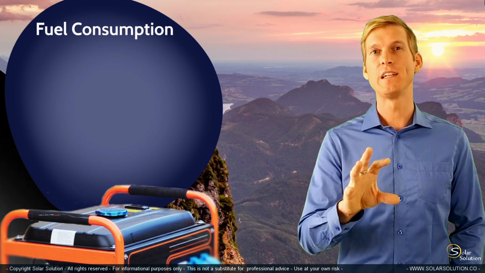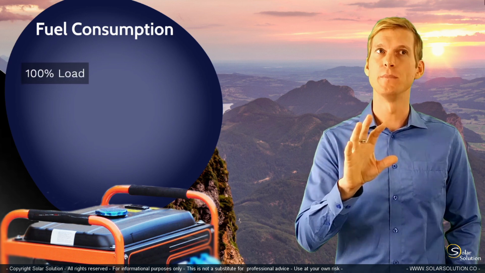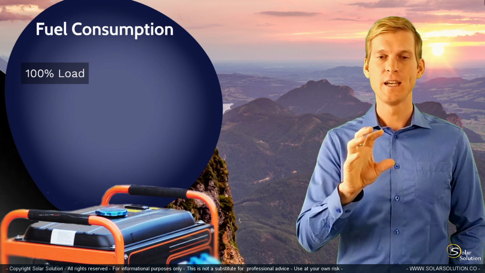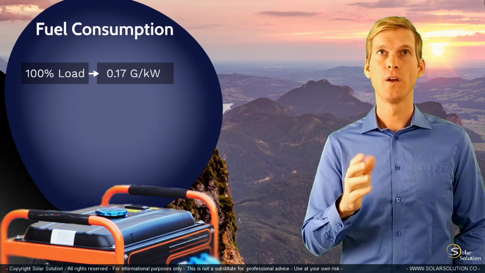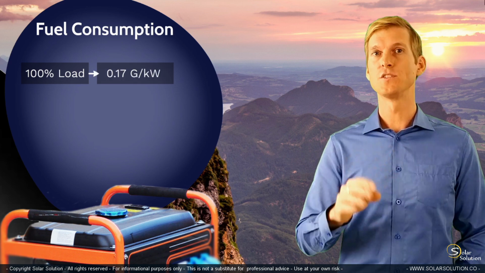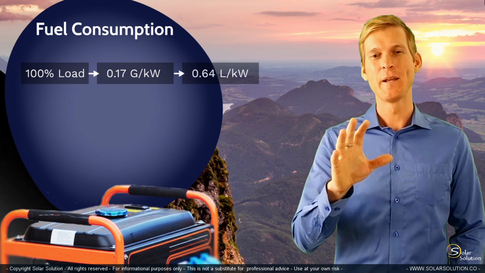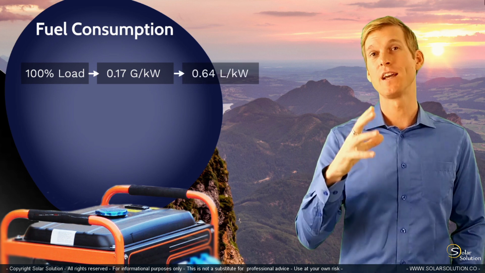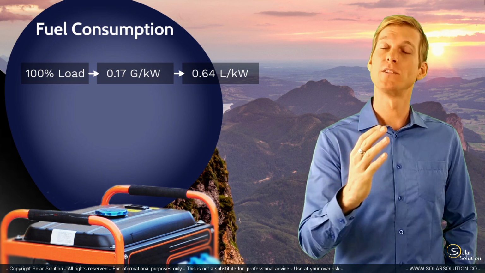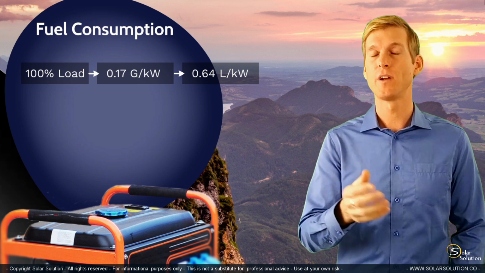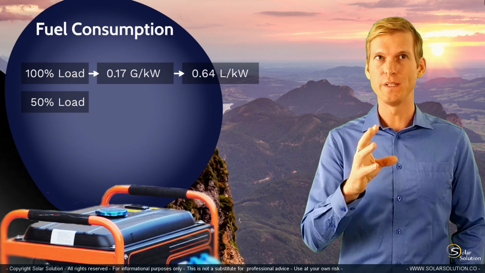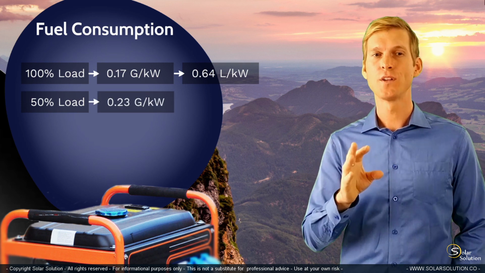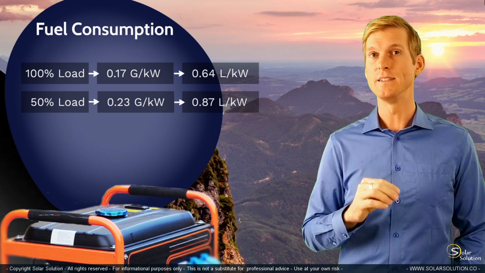So here are some average values for you. If you are running your generator under 100% load, so under its maximum standard rated capacity, then you'll be consuming approximately 0.17 gallons per kilowatt or 0.64 liters per kilowatt. But now here's a tricky bit. If you have substantially oversized your generator, and instead of running at nearly full or full capacity, you're running it at, say, 50% capacity, well, now your fuel consumption would be 0.23 gallons per kilowatt or 0.87 liters per kilowatt.